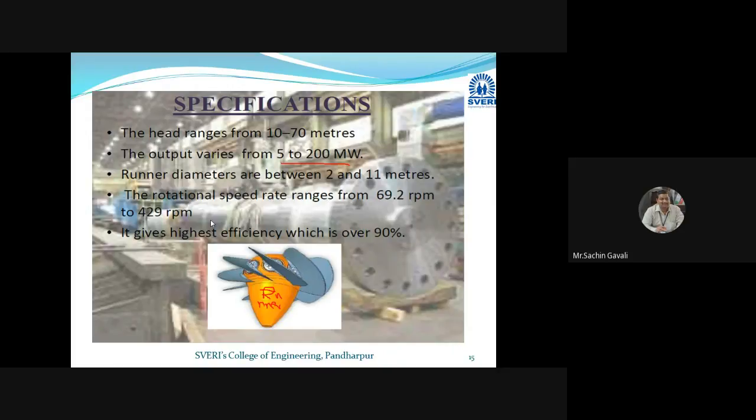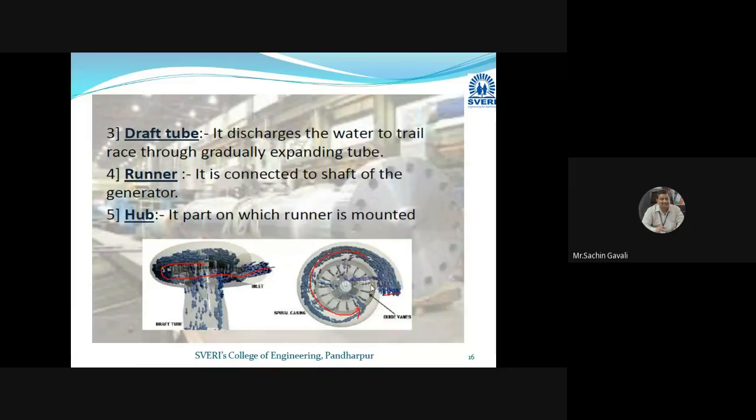So in MCQ they may ask which turbine has more overall efficiency. In that case, among Pelton, Francis and Kaplan, it is giving 90%. At least in comparison with Pelton and Kaplan, Kaplan turbine has more efficiency. So this is also one of the MCQ type questions. So that also I covered.